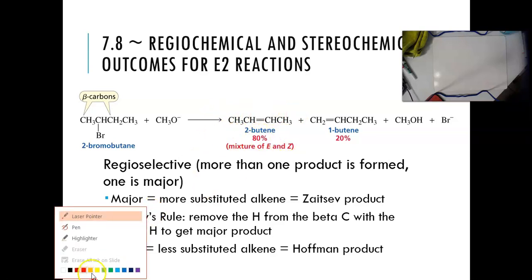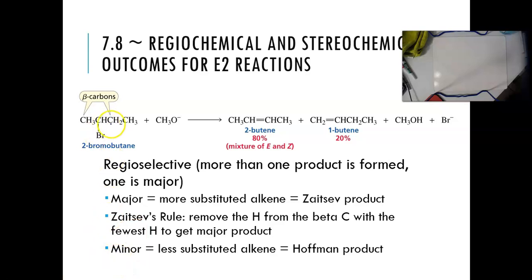So let me highlight this in a different color here. If we take away this hydrogen, we will make this product. And if we take away a hydrogen from the carbon on the end here, we will make this product. So there are 2 different possible products that can form: 2-butene, which also tells us there's a mixture of E and Z isomers, so we'll get to the stereochemistry part in the next couple of slides, and 1-butene.